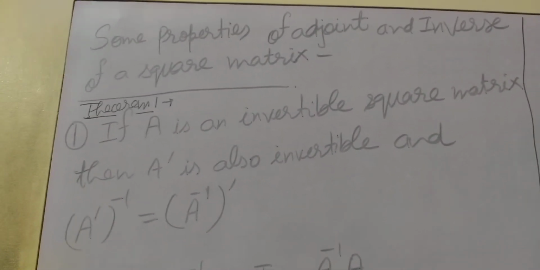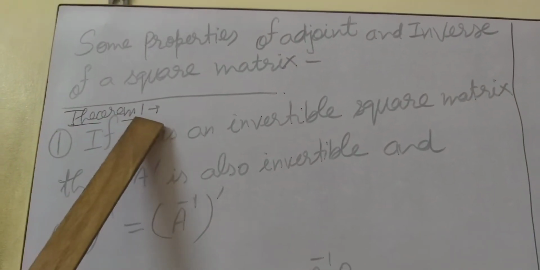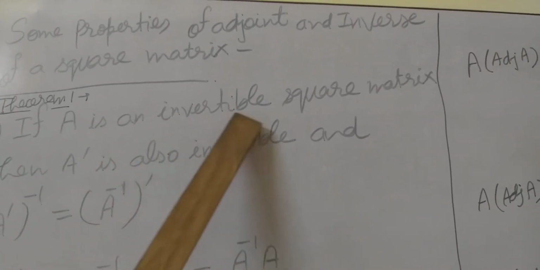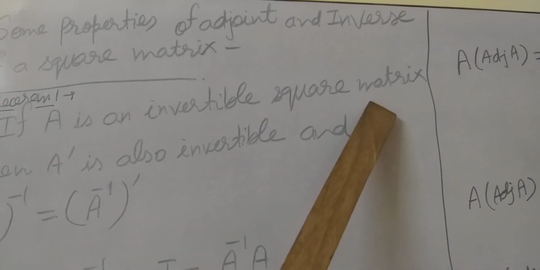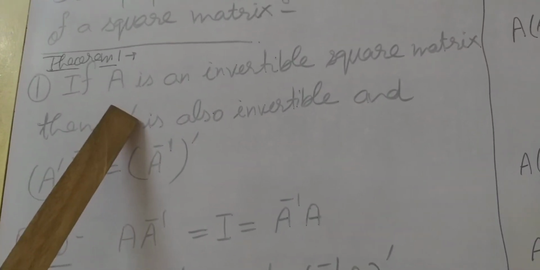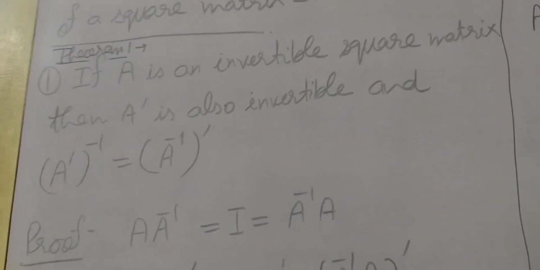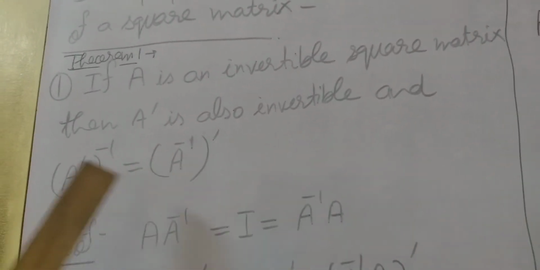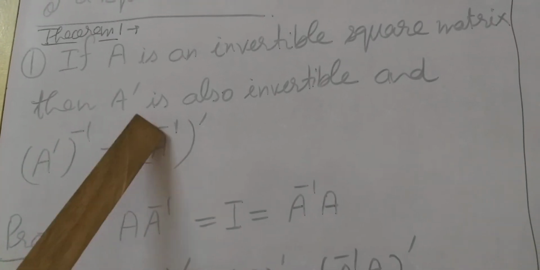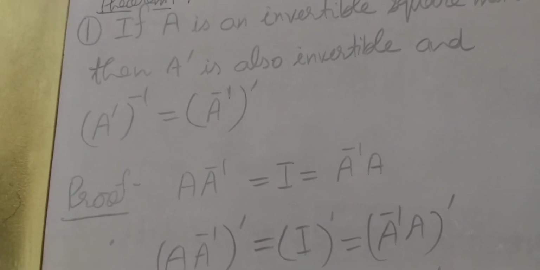Students, I am going to take the first property, or you can say Theorem 1. If A is an invertible square matrix, then A transpose is also invertible, and (A transpose) inverse equals (A inverse) transpose. Okay students, this we have to prove.